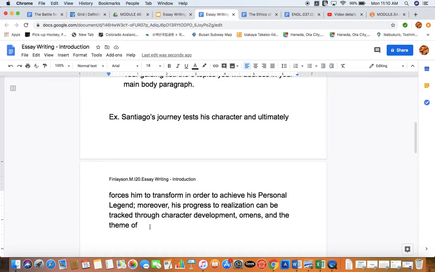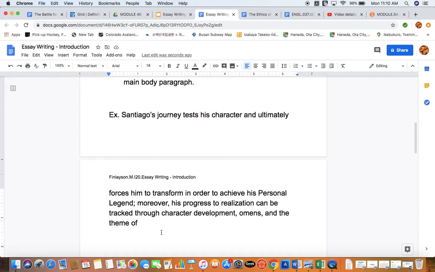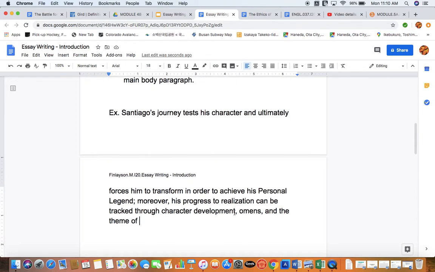Okay, moreover, his progress to realization can be tracked through character development. So that would be main body paragraph 1. Now we've moved into our guiding list, right? Omens. So this is going to be the level 2 element that I want to discuss. And the theme of, how can I state this?